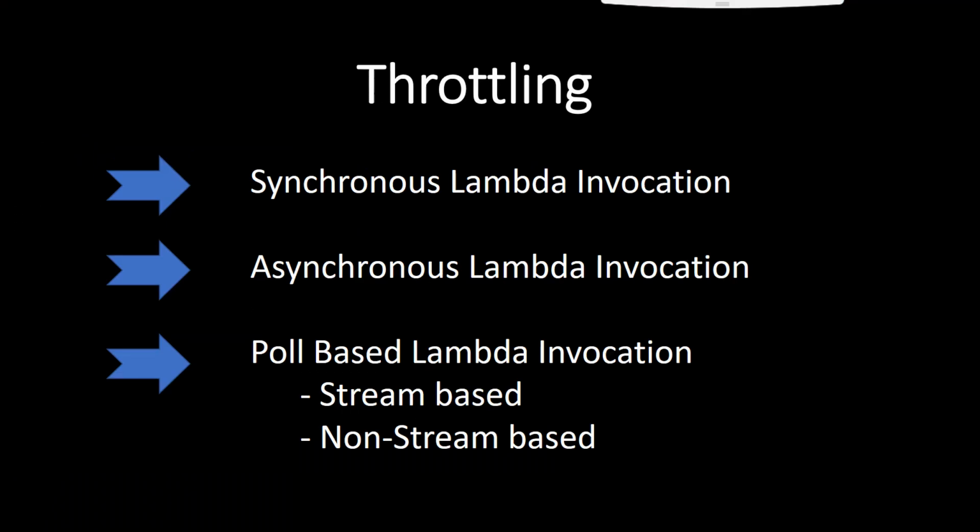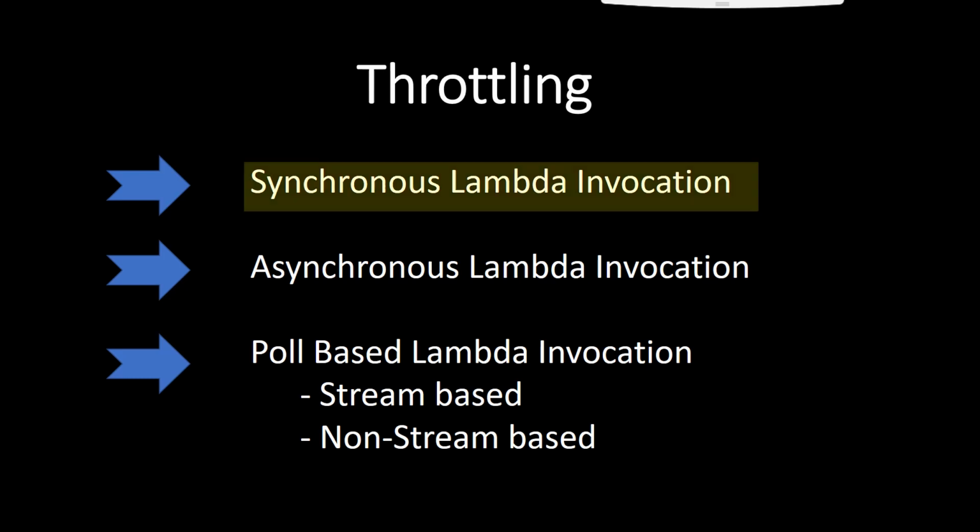So in Lambda we can do the invocation in several ways, so the throttling has to be handled differently for each type of invocation. Now, as we discussed, when a certain function is not able to handle the request because it has crossed the threshold limits defined for the resources, then the throttling happens.